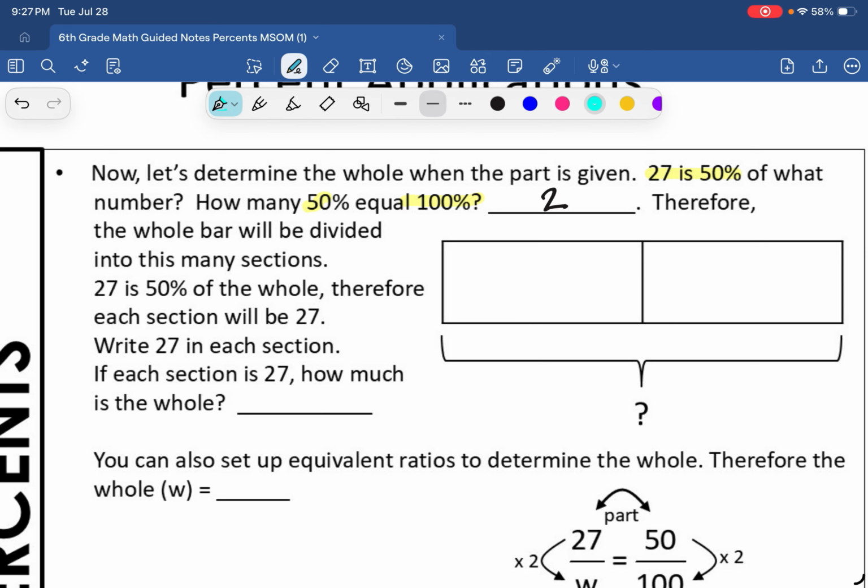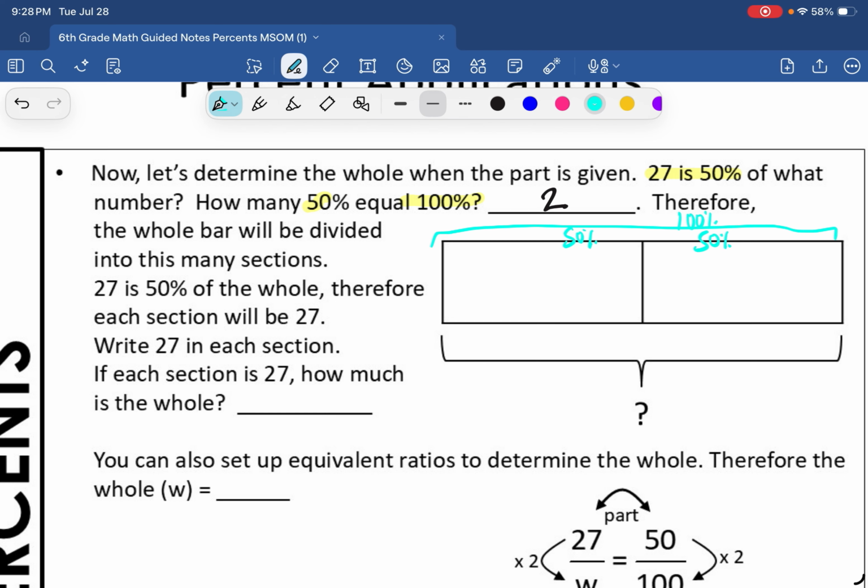I could also do tens and divide it up into 10 sections, and each section would be 10, and then I would be looking at 5 sections. That works too. So the whole thing is 100%, and each section is 50%.